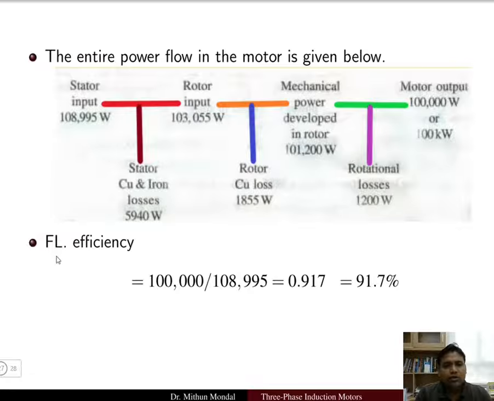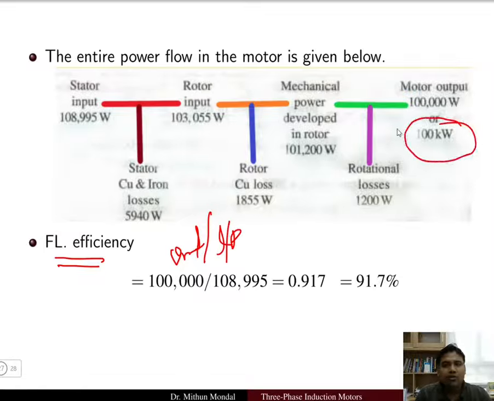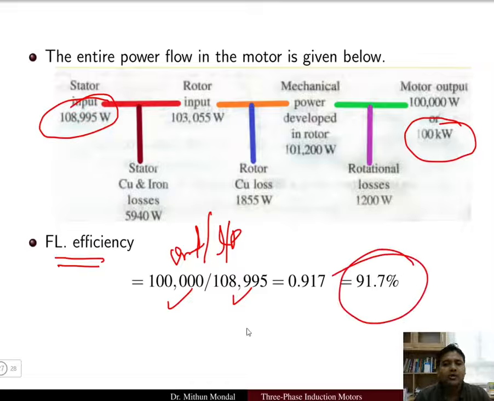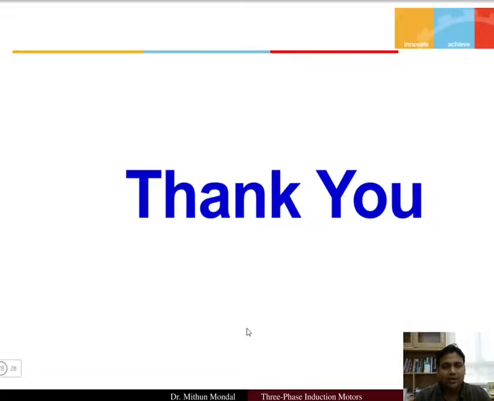Then the full load efficiency we can determine as the total output power divided by the total input power. The output power is 100 kilowatt and the input power is 108,995 watt. If we divide the output power by the input power, we get an efficiency of 91.7%. So the efficiency of this induction motor problem is 91.7%.